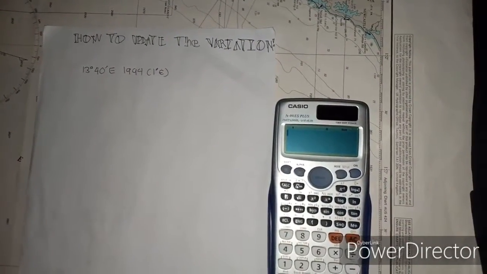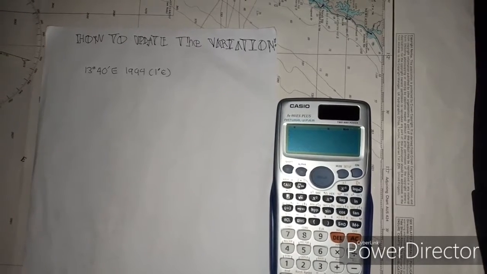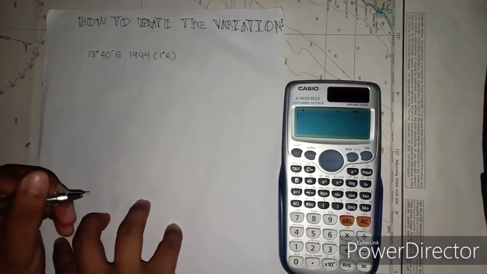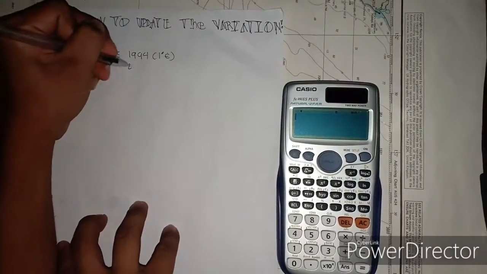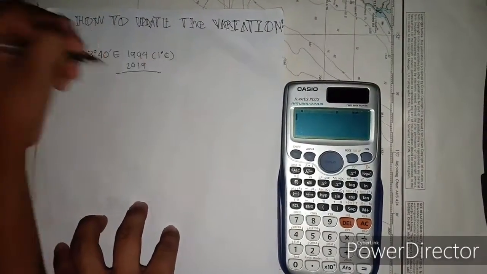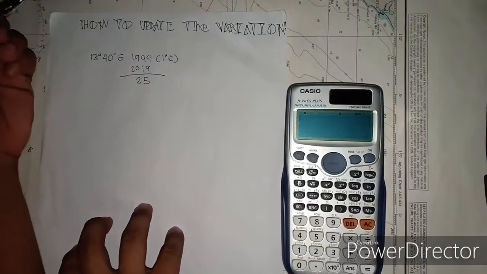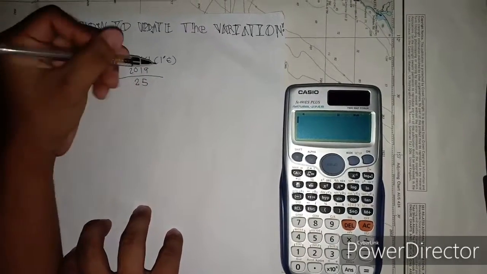So this is 13 degrees and 40 minutes east, the variation of 1994. We have this annual change of 1 minute east. So now we're going to compute for the gap between 1994 and the year now, 2019. So now we're going to subtract and the result is 25. So that's what we obtained from 1994 to 2019.